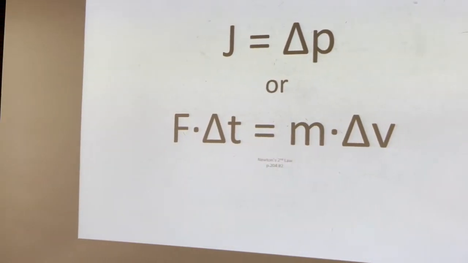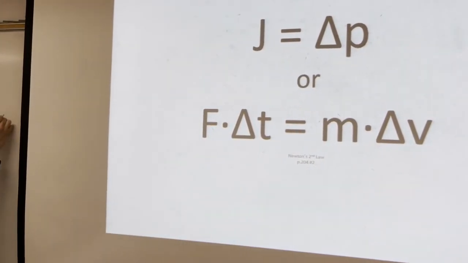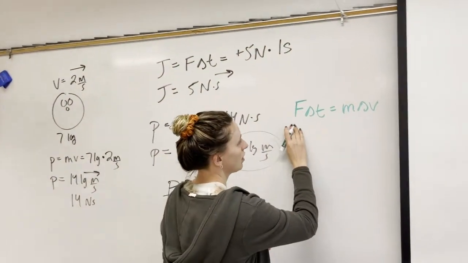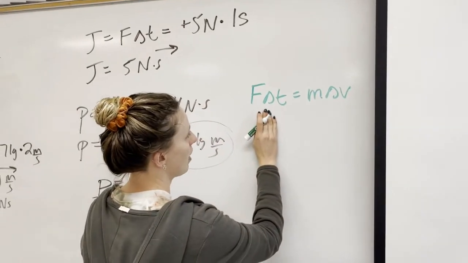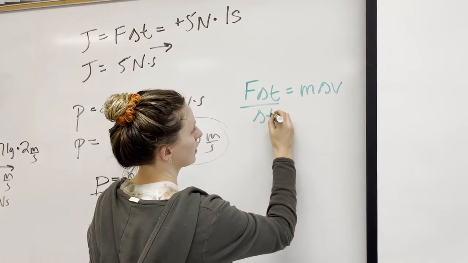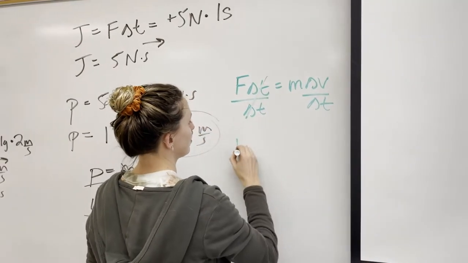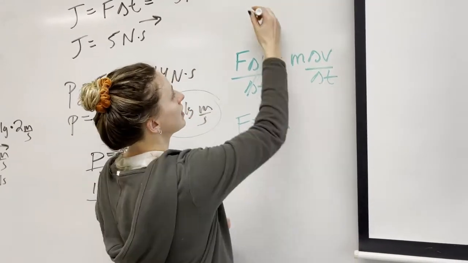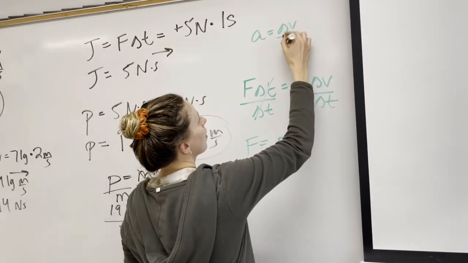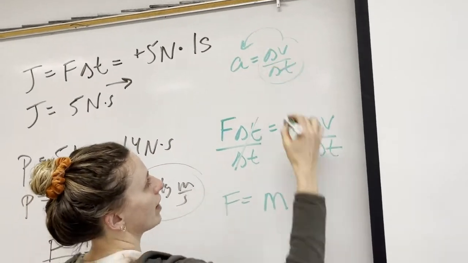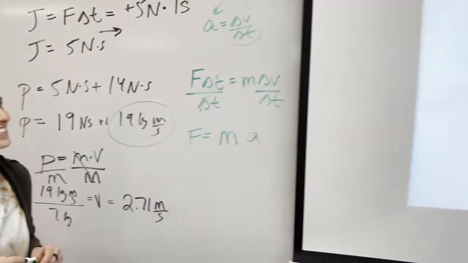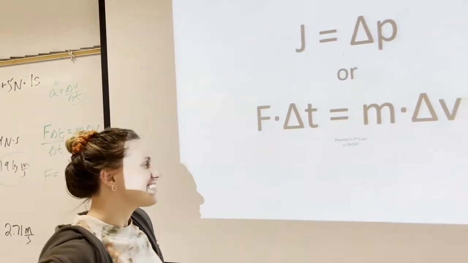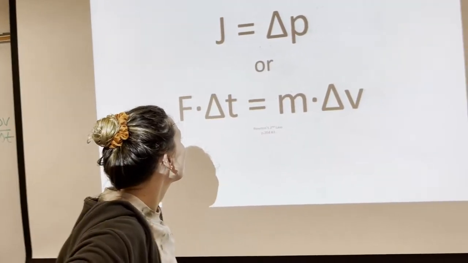Okay, I'm going to draw this over here. Any ideas? Well, let's figure out. What I'm going to do is divide by delta t over here. These cancel. I've got force equals mass times delta v over delta t, change in velocity over change in time. That's acceleration. So the impulse momentum theorem is just a different way to say Newton's second law of motion. It's Newton's law in disguise.